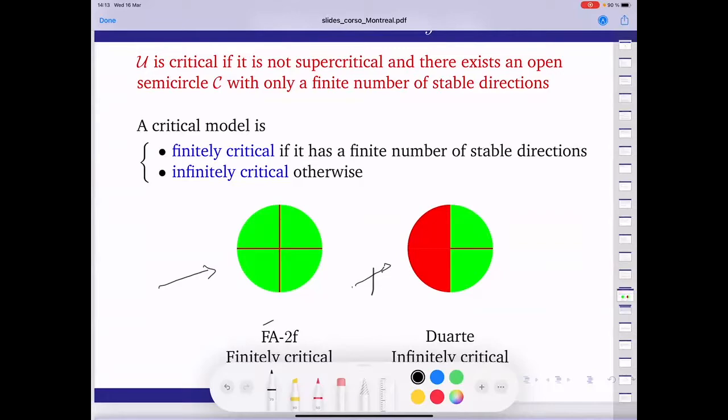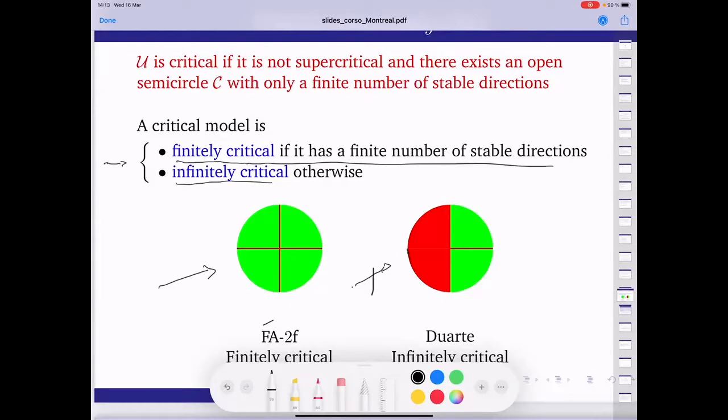And also for this class, in order to capture the correct behavior and to distinguish the different behaviors for the stochastic models, we have to make a final classification, and distinguish models such as FA2F, which have only a finite number of stable directions, which means that there are no completely red sectors like here, which would mean an infinity of stable directions. Instead, when there is an infinity of stable directions, we call the model infinitely critical.